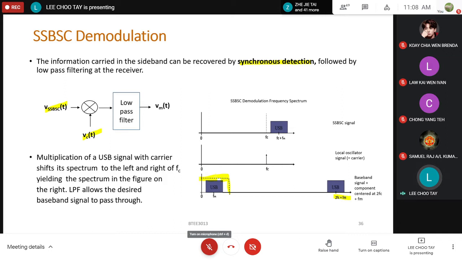So you can recover the upper sideband by passing it through a low pass filter. That will block the high frequency component, and the low frequency, which is the baseband signal, will be allowed to pass through the filter and therefore give us back the original message that we transmitted. Okay, so that is for demodulation.